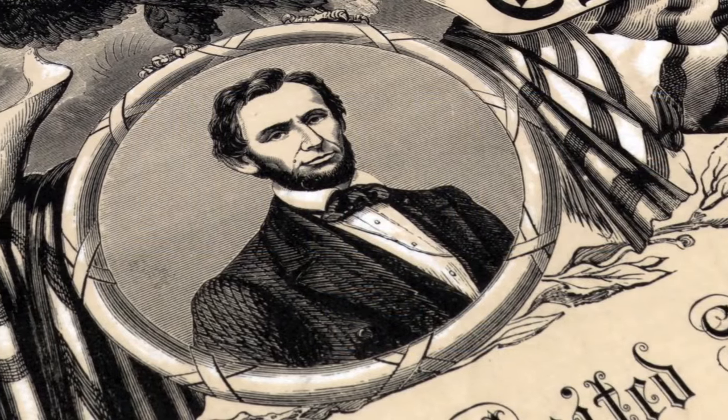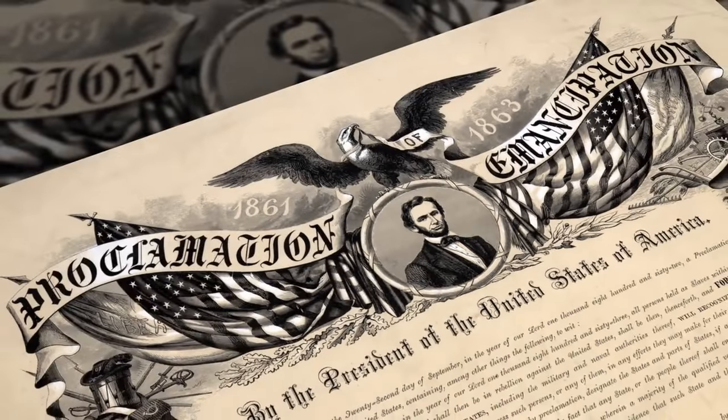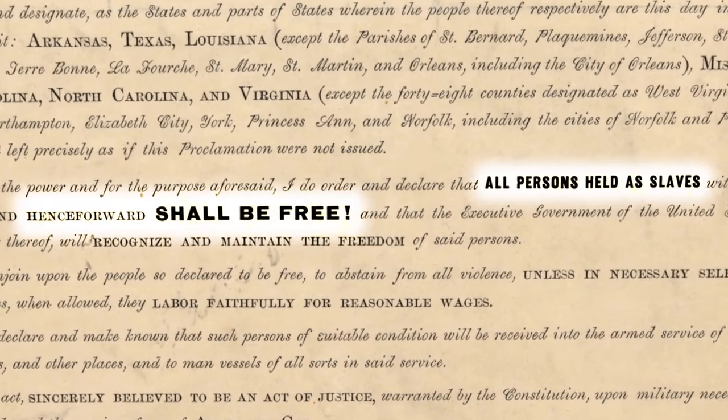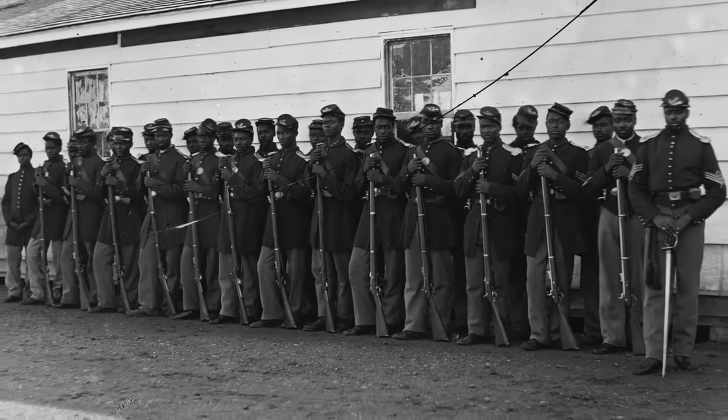On January 1, 1863, President Lincoln issued the Emancipation Proclamation. It declared that all persons held as slaves within the rebellious states are and henceforward shall be free, and that African Americans would be permitted to serve in the Union military. The Union finally triumphed in 1865, settling the question of the South's secession. But the work of ending slavery was far from over.